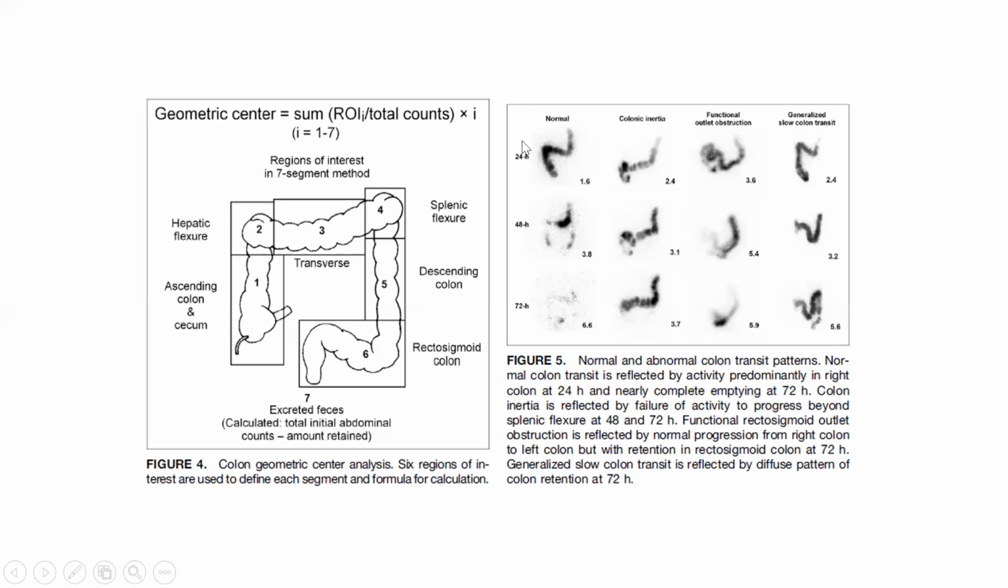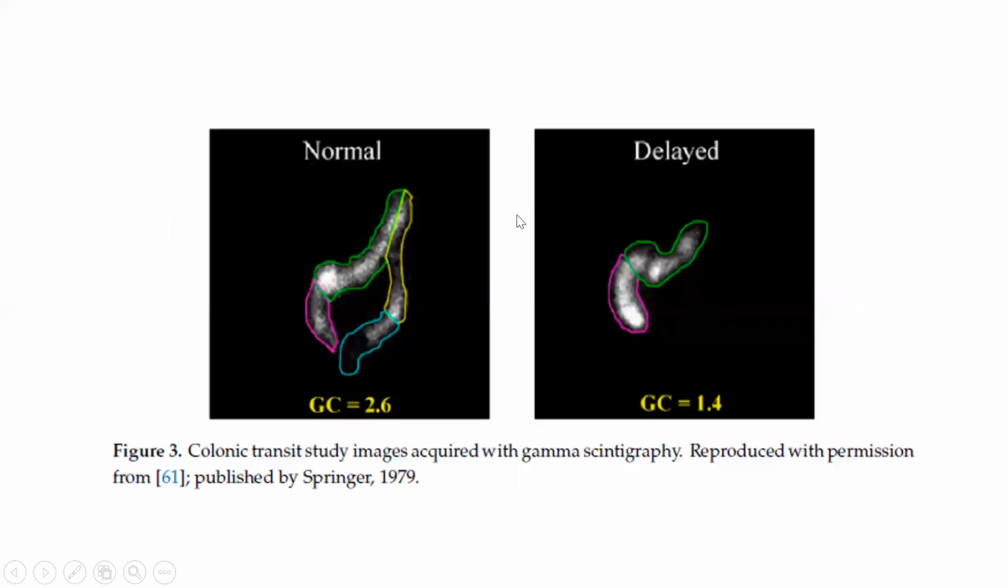So they take the images at 24, 48, and 72 hours. This one is how a normal distribution would look like. This one is a delayed distribution where the GC is low, so it's focused on the left side and on the right side.